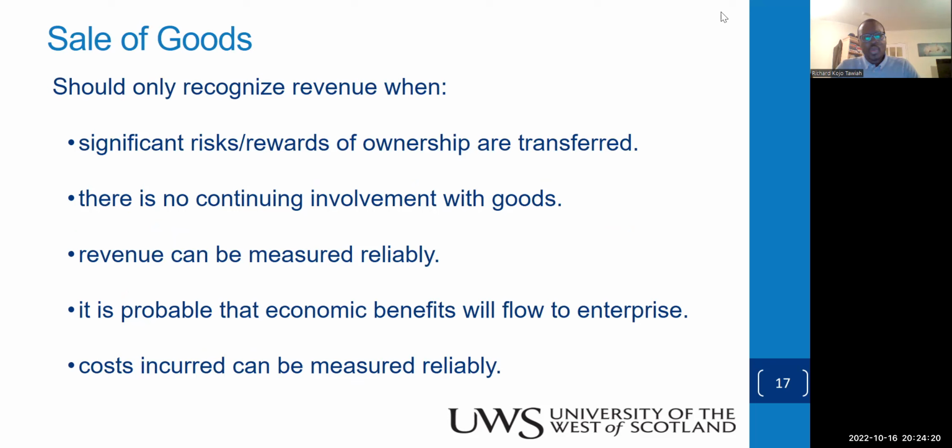Now, sale of goods. We should only recognize this when significant risk has been transferred to the person who bought. It's gone out. We no longer have anything to do with the goods. I sell this phone to the person, I've sold it. I don't need to say, can you give me the phone for me to use in making 1 or 2 calls? No, I've sold it, it's gone.